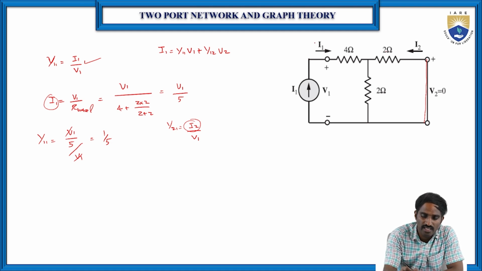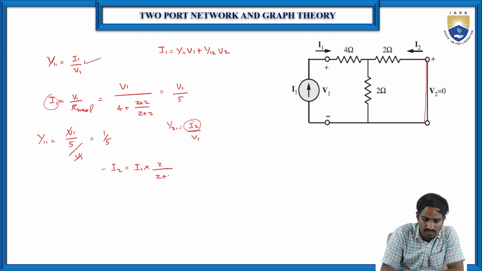Because as we know, here I1 is the total current in this circuit. Then you can easily find I2 in terms of I1 by using the current division rule. Because the direction is opposite, let us consider minus I2. Minus I2 is equal to I1 into the opposite resistor, and both are the same, so we can simply write 2 by 2 plus 2, which means I1 by 2. Then I2 is equal to minus I1 by 2.